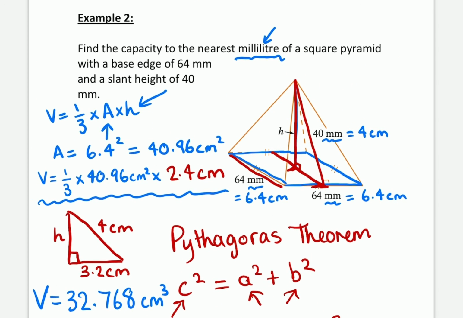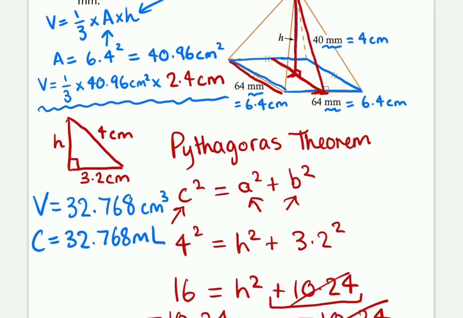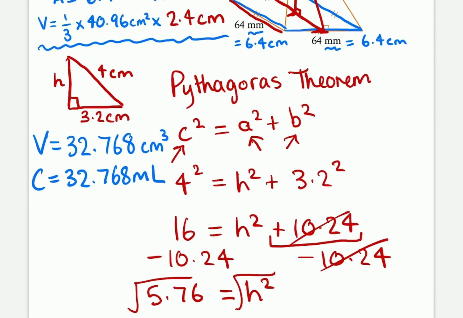Oh, but it says to the nearest milliliter, sorry. So we don't need all these decimals. We can just say that it's 33 milliliters to the nearest milliliter.